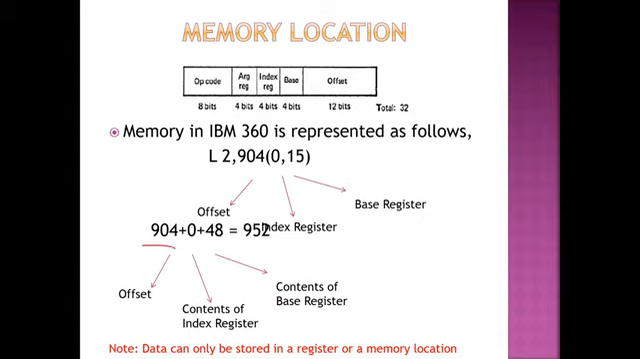See here, 904 plus 0. 904 is the displacement, 0 is your index register value, and 48 is going to be your base register value. So I get 952 as my absolute address. That is why we represent it in this format. Based on this, in our next class we are going to discuss instruction formats.